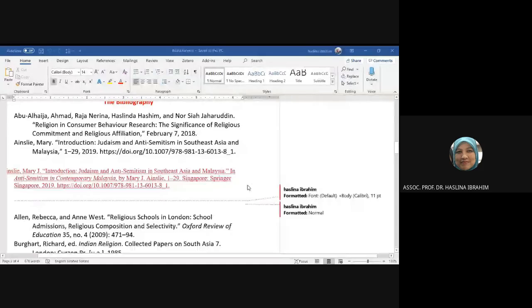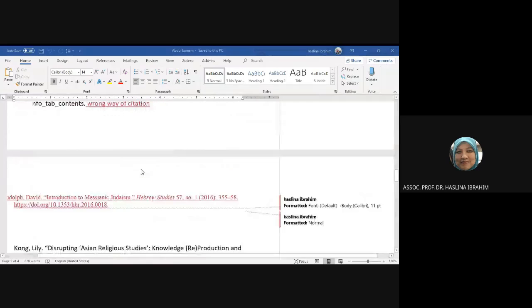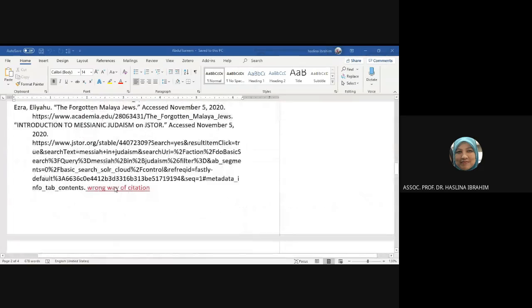I want to go to the Zotero. So when I check your Zotero, I go to this DOI, and then it comes out like this. So why I did this? I'm just checking. Okay, this one is a wrong citation. Why is this one a wrong citation, Brother Karim?